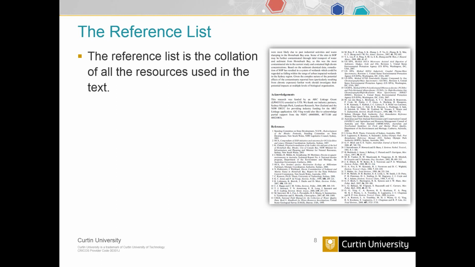The reference list appears at the very end of a scientific document. It's the collation of all the resources used in the text. It provides the reader with the capacity to go and look up the citations and figure out where they can find the information for themselves.